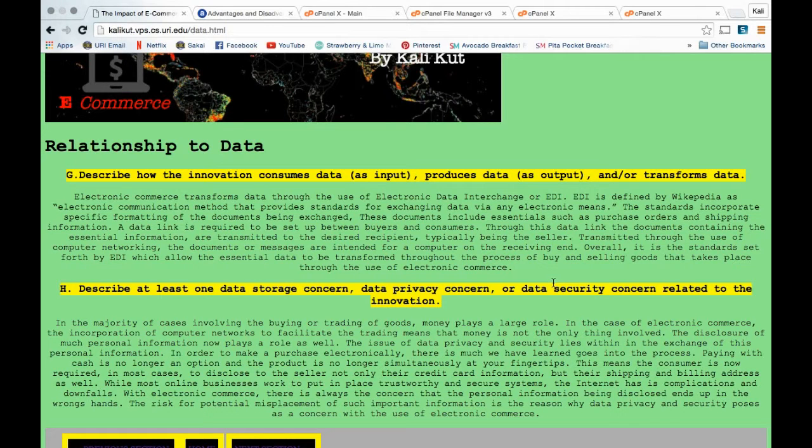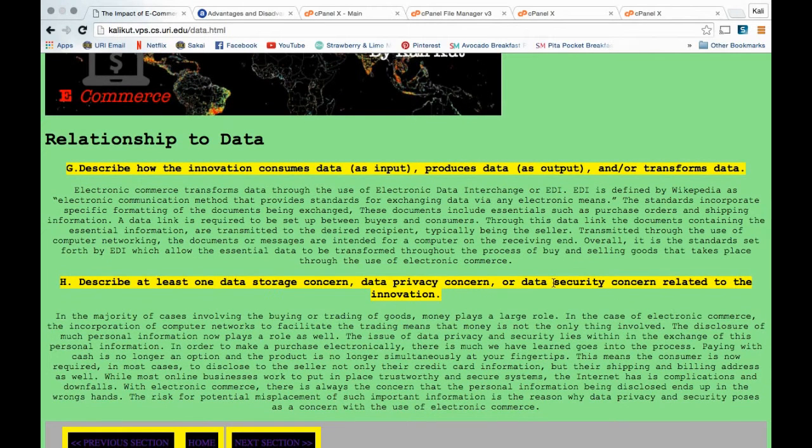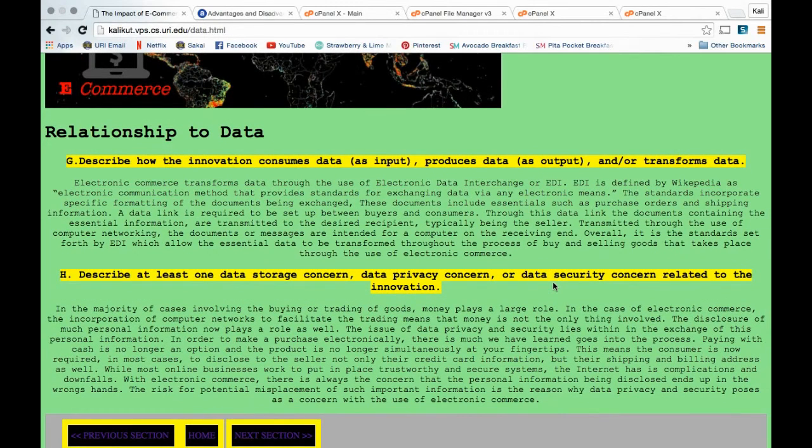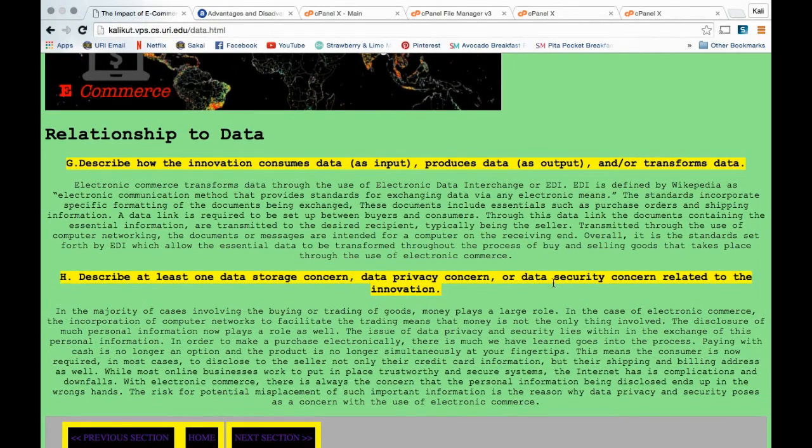Now we will look at relationship to data. Part G asks us to describe how the innovation consumes data as input, produces data as output, and or transforms data. In the case of electronic commerce, we look towards electronic data exchange. EDI provides us with a standard. This standard allows us to format the documents being sent back and forth between consumers and buyers so that each document can be read successfully once it reaches its recipient.